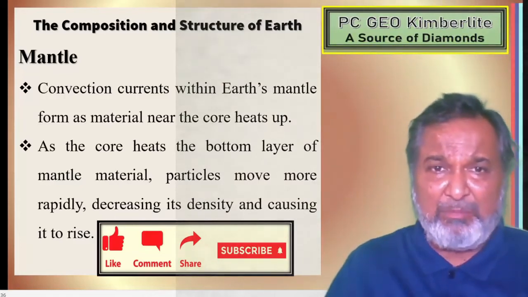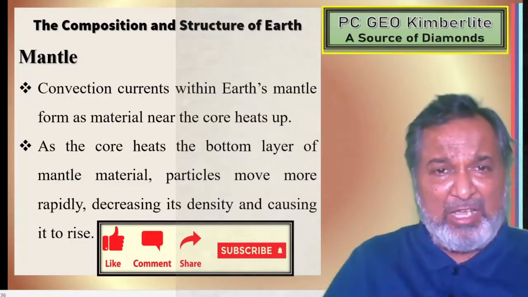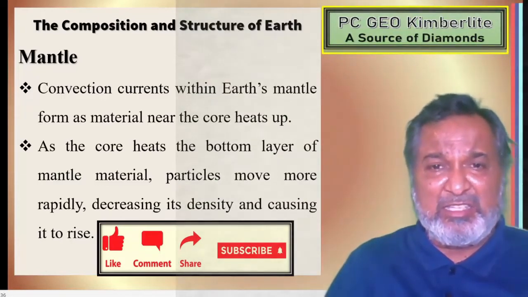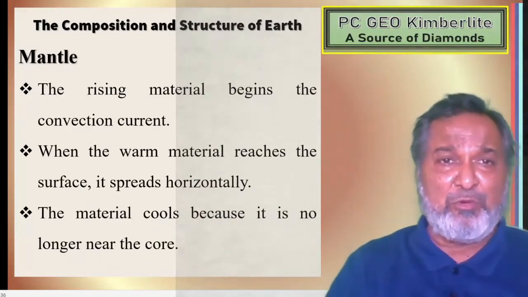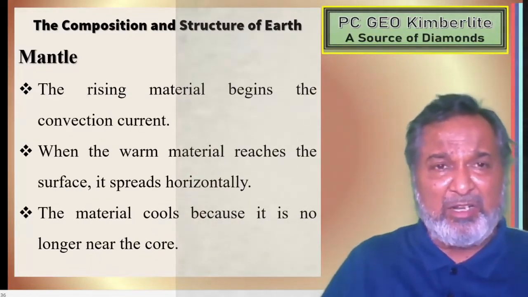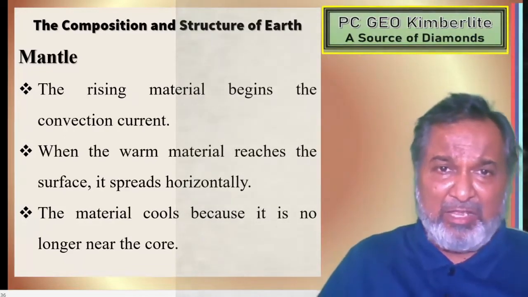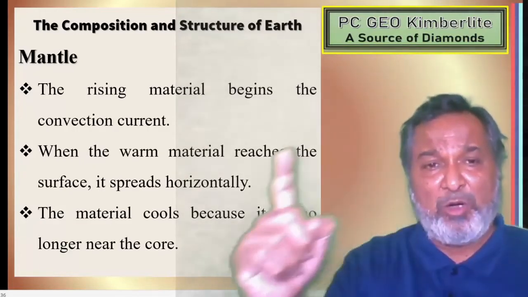As the core heats up, the bottom layer of the mantle material's particles move more rapidly, decreasing in density. Once heated, the density decreases, causing the material to rise. That is the reason the heated material rises. The rising material begins the convection current. When the warm material reaches the surface, it spreads horizontally.